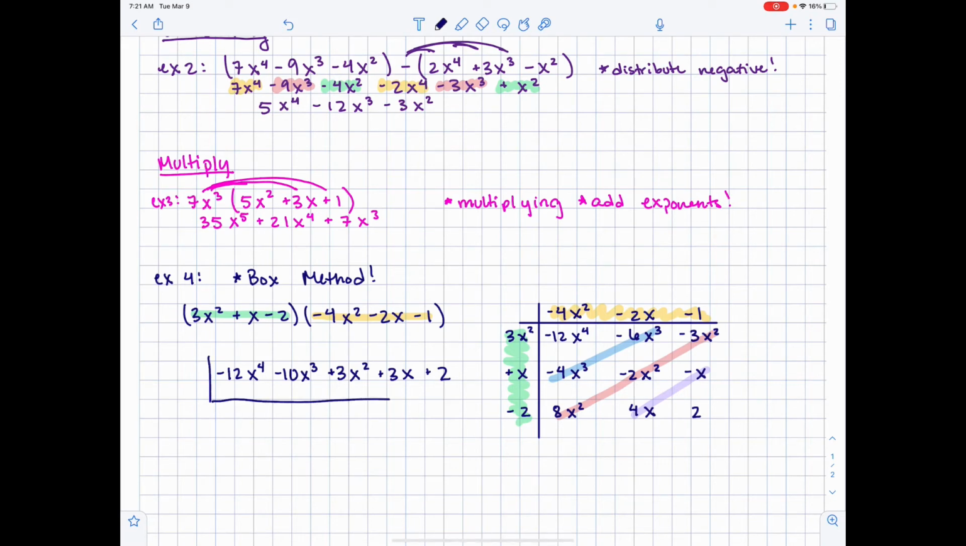So it definitely is a lot of work when you're multiplying these polynomials together, but if you want to use that box there to help you out, it kind of keeps your work nice and neat.